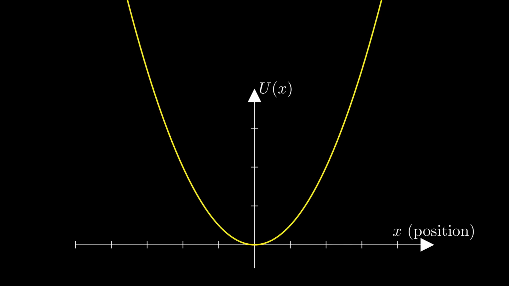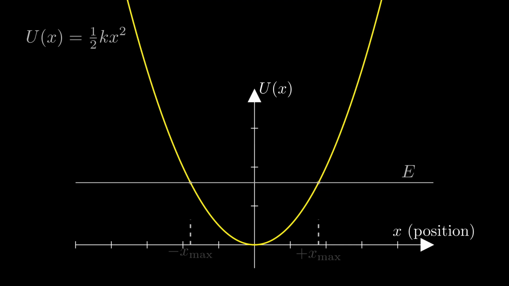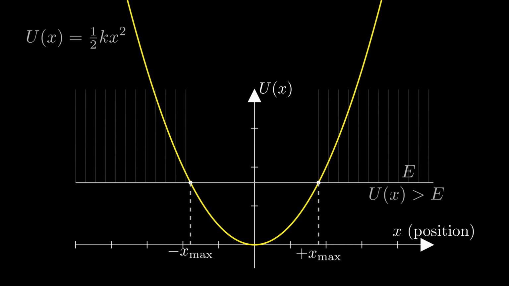Its potential is U of X equals 1/2 kx squared. Draw a horizontal energy line, E. Where the line meets the curve are turning points plus or minus X max. Any region where U is greater than E is off limits. The block can't enter those areas.